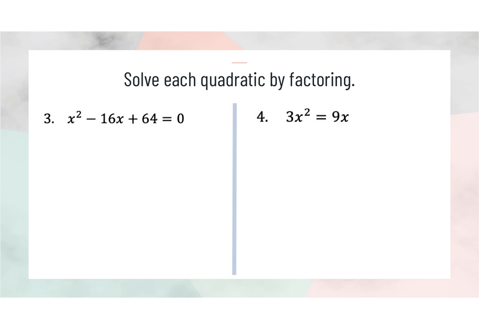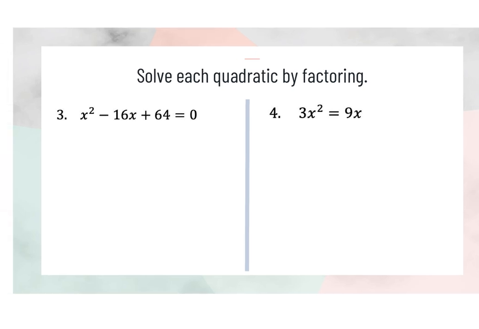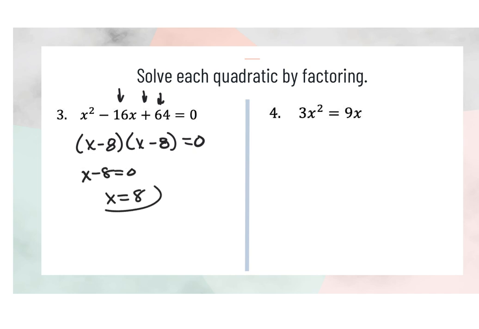Now, let's keep this going. As we go through this, realize that I could have more than one answer, I could have one answer, or I could have zero answers, and we'll get to that in a moment. But let's start with this. What multiplies to 64 but adds up to negative 16? That's going to be x minus 8 and x minus 8. So x minus 8 equals 0, so x equals 8 only.